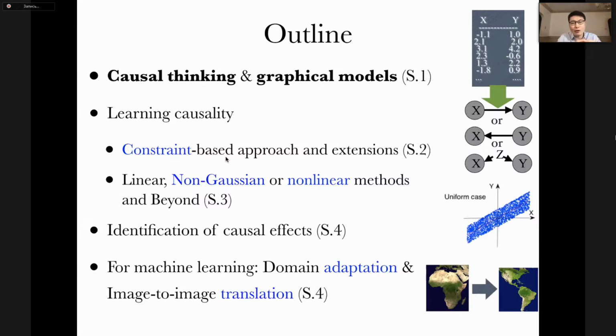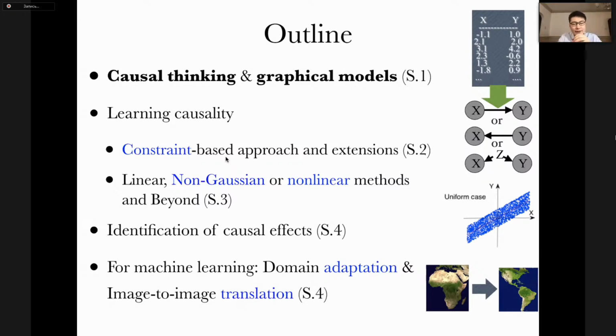And we'll also see how we can consider practical issues by developing extensions of classical constraint-based methods for causal discovery. Here, by constraint, I mean conditional independence constraint. Later, you'll see why we use this name. And then the next part, we'll see how linear non-Gaussian methods or nonlinear methods can be derived for causal discovery. So here we make use of additional assumptions on the causal mechanism, and as a consequence, we can learn more information about the causal structure. And also we'll see how we can extend those methods to deal with practical issues.